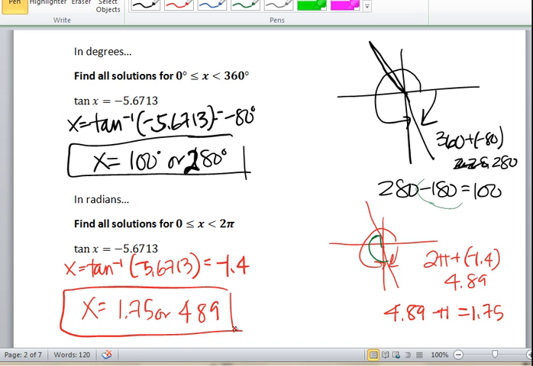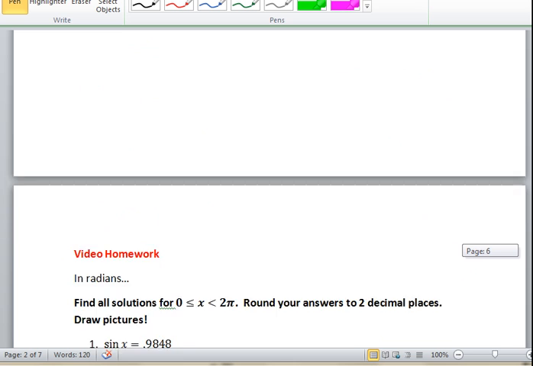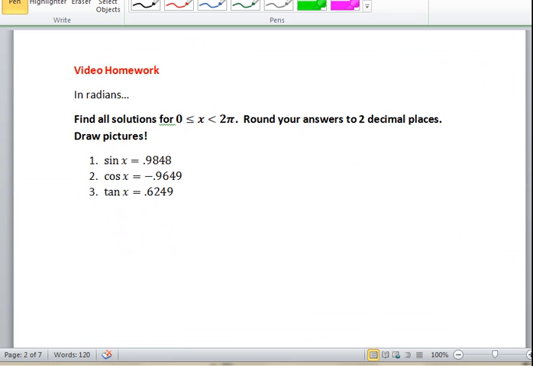Okay. So that's how you find second angles in radians for sine, cosine, and tangent. And now here's your video homework. You're going to do the same thing where you're going to find all solutions for x between 0 and 2 pi. I'd like to see you round your answers to 2 decimal places because we're in radians, and draw pictures.